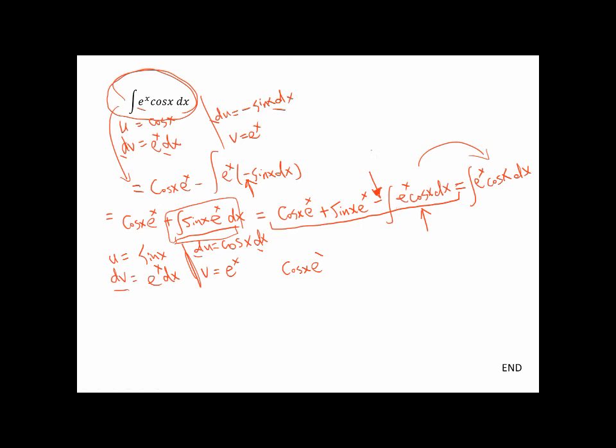Cosine x e to the x plus sin x e to the x equals 2 multiplied by the integral of e to the x cosine x dx. 2 of my questions, right? So what I need to do is simply divide this 2 back to the left, right? So I divide 2 here. I got my answer. This is my question. This is my answer, right? And I finally want to plus c. Okay, so this one is solved.